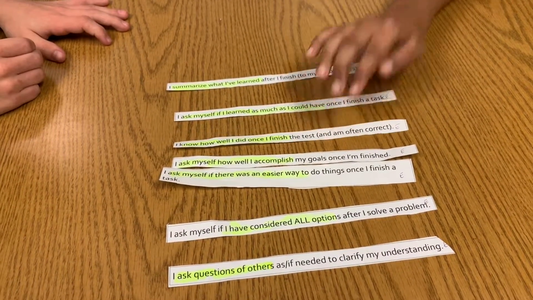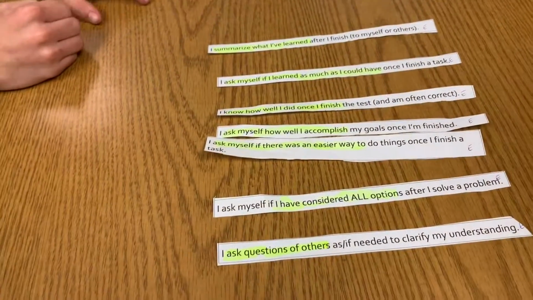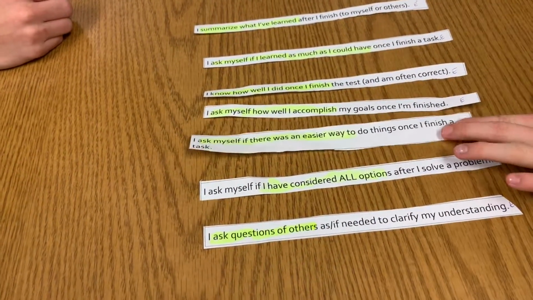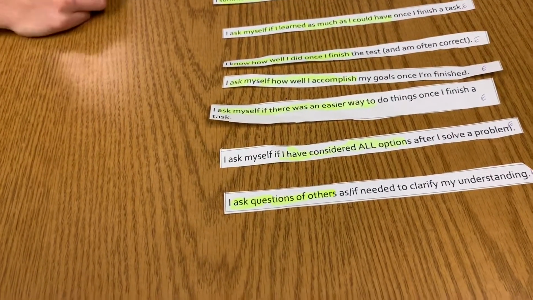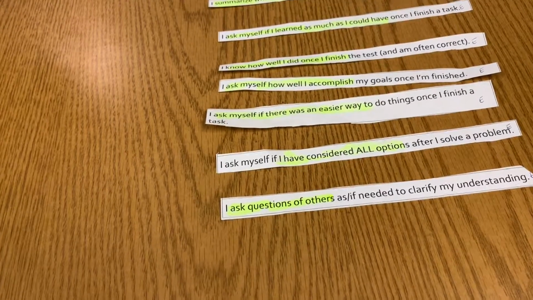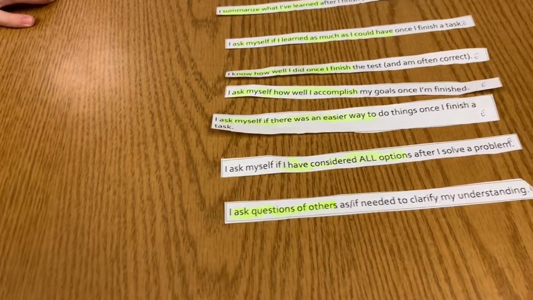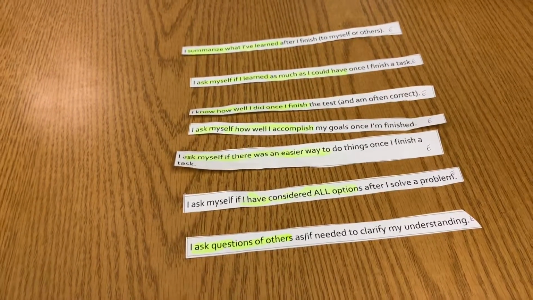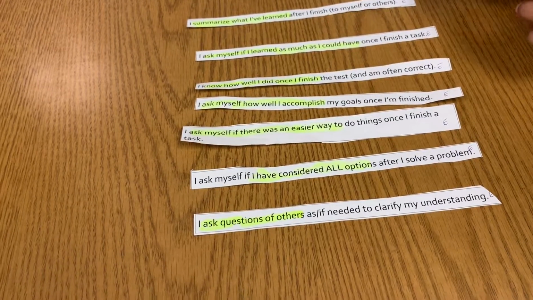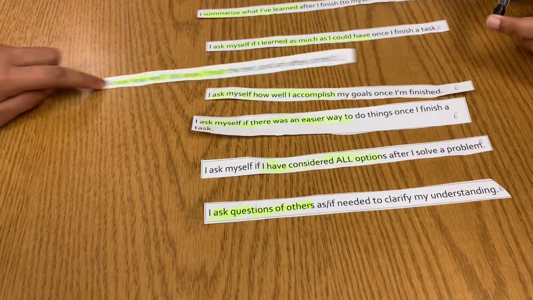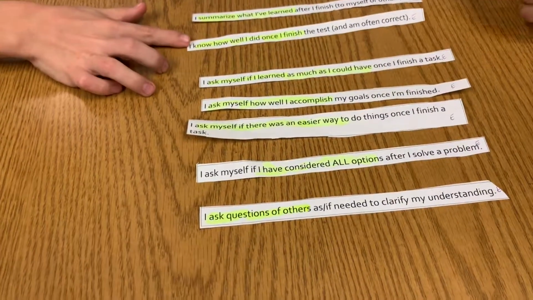When you finish, you look back at your test. So look at the second to last. I ask myself if I learned as much as I could have. Do you think you do that before or after you say to yourself, I know how well I did when I finish the test? Before. Yeah. I think he would say that before, because then when you say how much you learned, just from the amount you'll know, okay, since I know about this much, I think I did this good on the test. Okay.